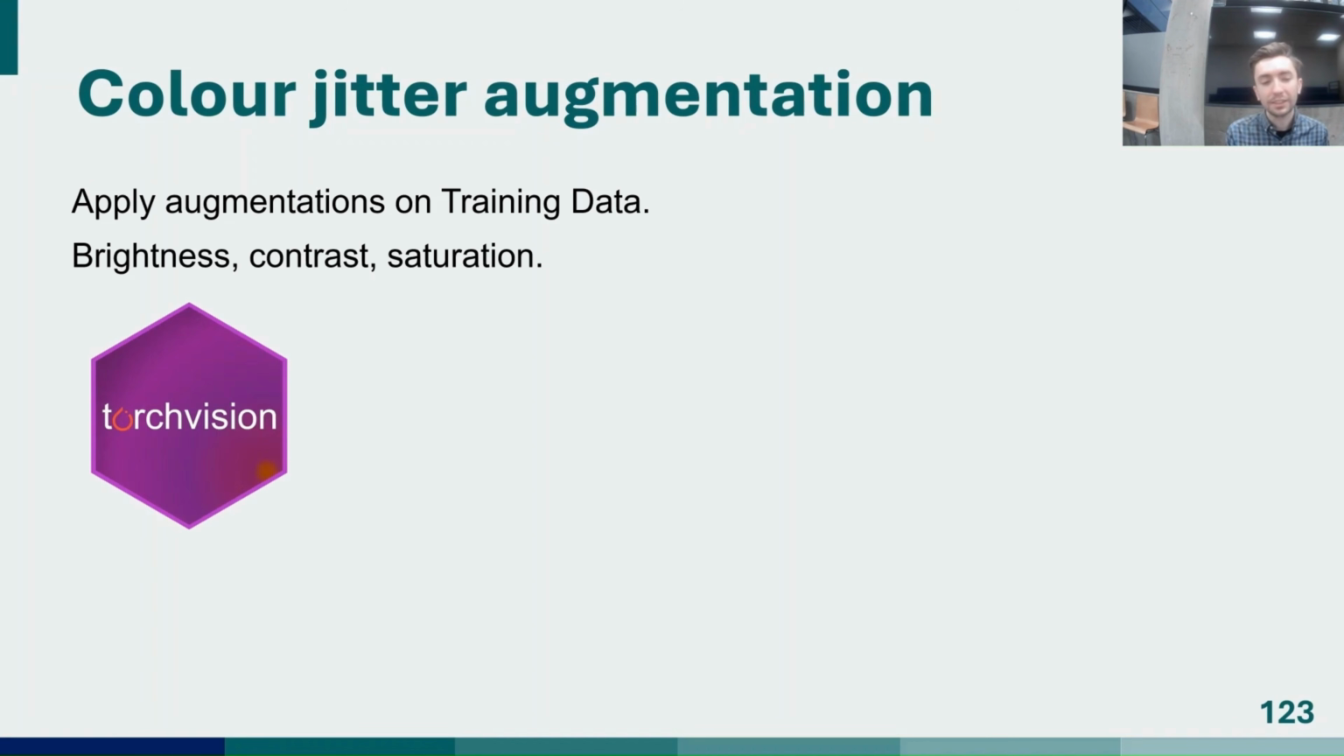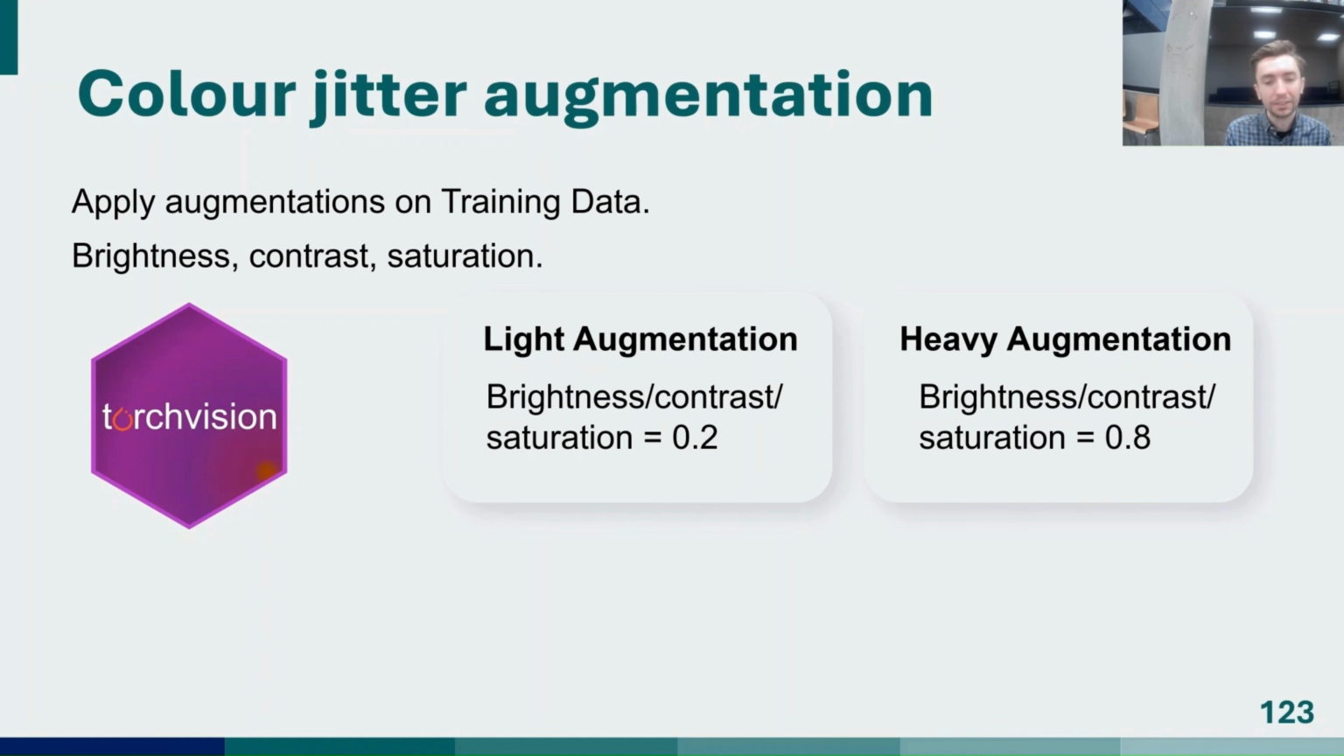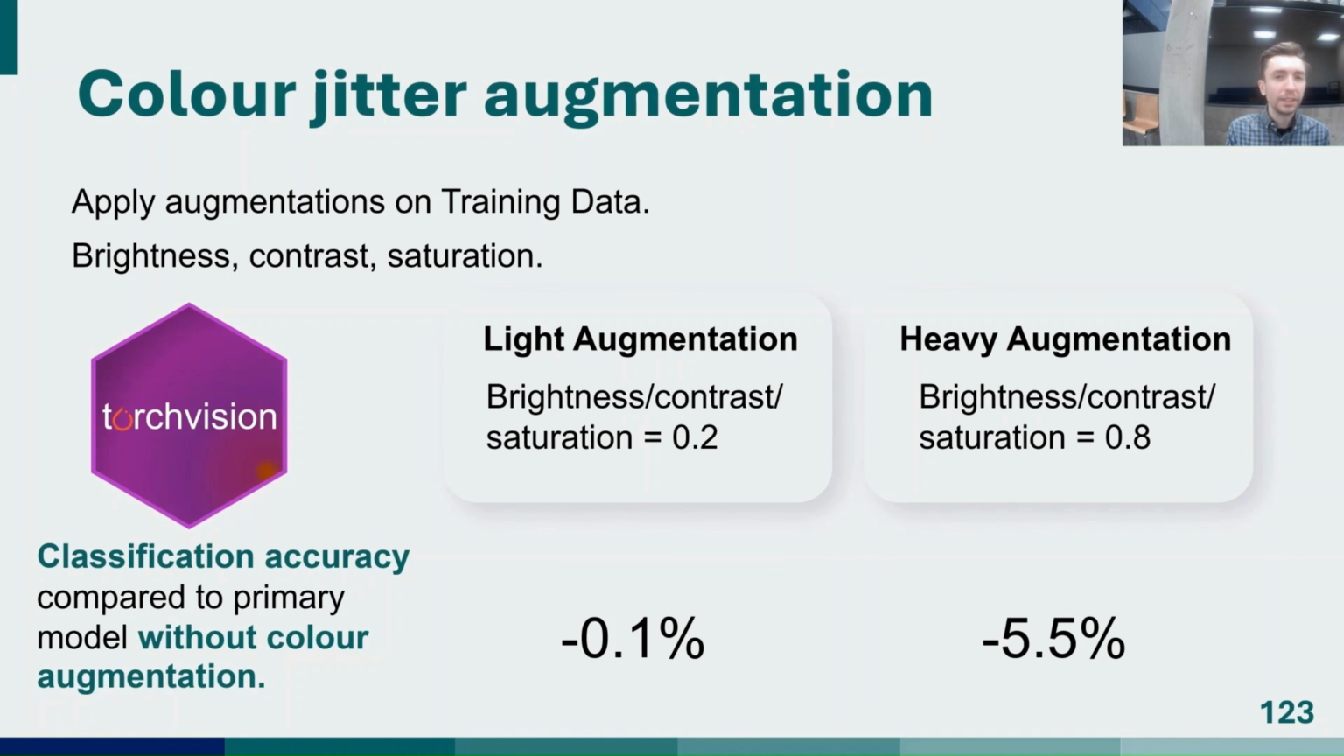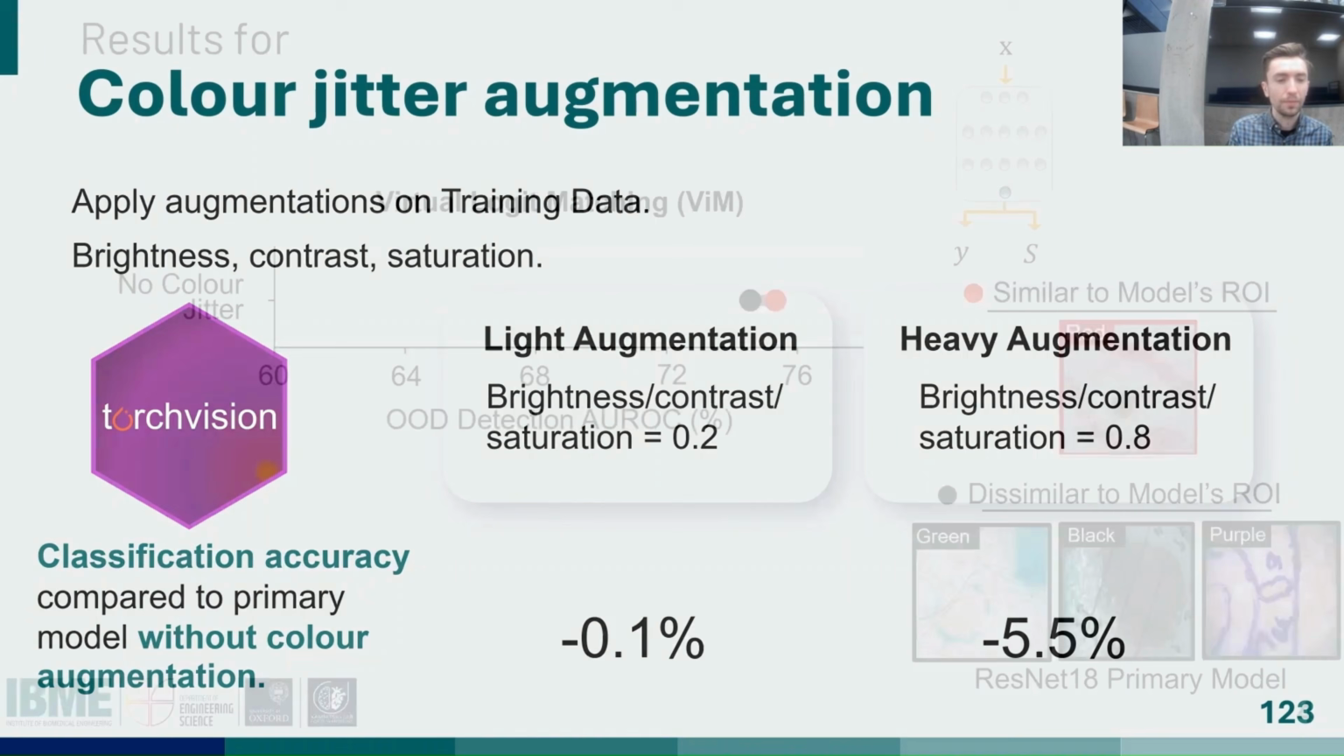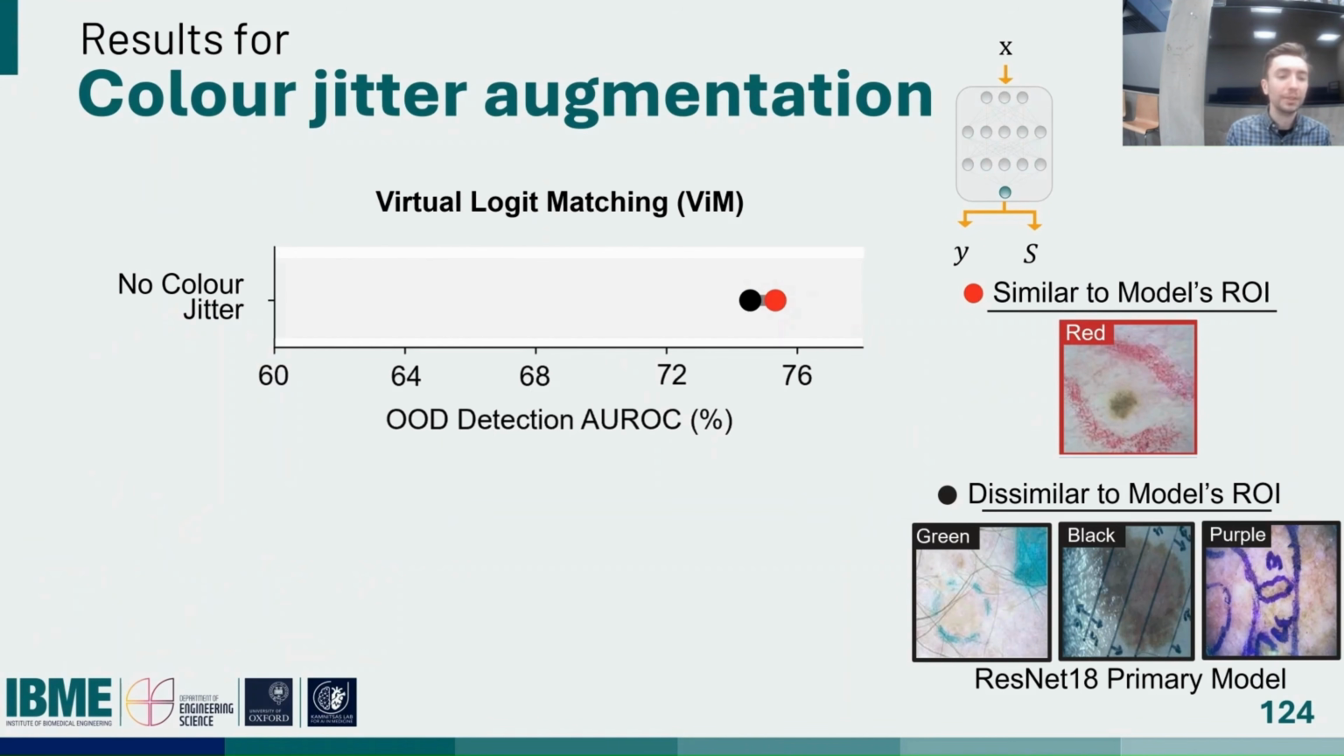We used Torch Vision's color jitter augmentation, which changes the brightness, contrast, and saturation. And we evaluated it at 2 intensity levels, so light augmentation and a heavier augmentation. One thing to note with this strategy is that the classification accuracy of our primary model for our task of interest, so this is the skin lesion data, drops with more extreme augmentations. So for our heavy augmentations, we see that the accuracy actually drops by 5.5%, which is not necessarily what we want for our model. So let's plot some of the results for the color jitter augmentation first.